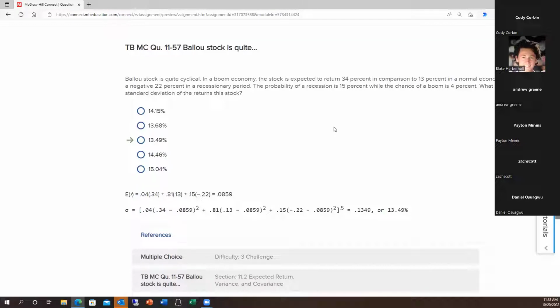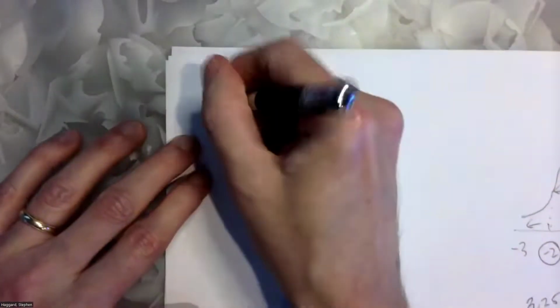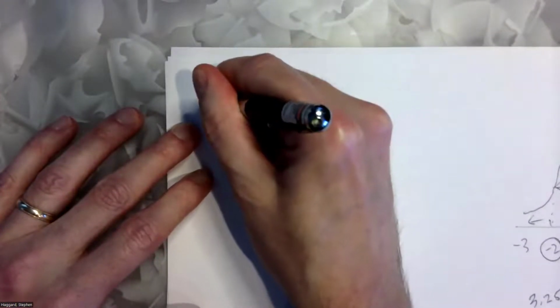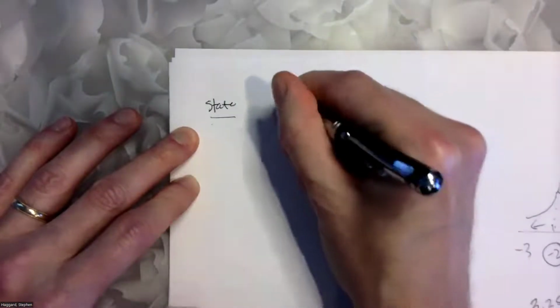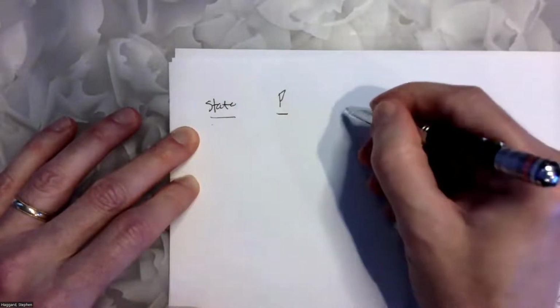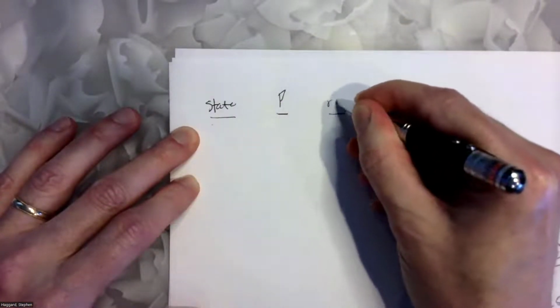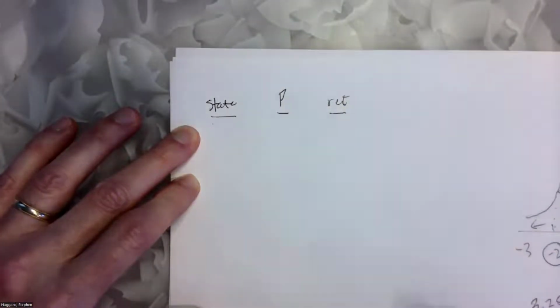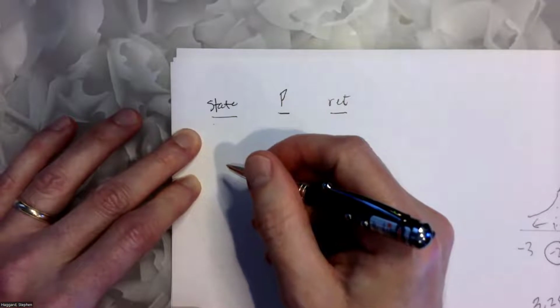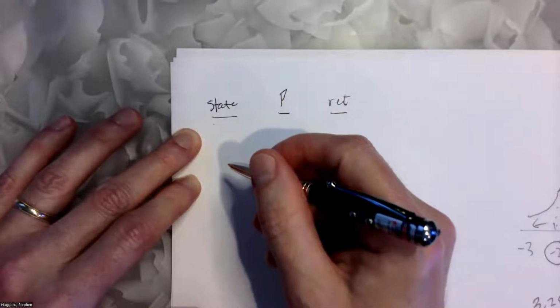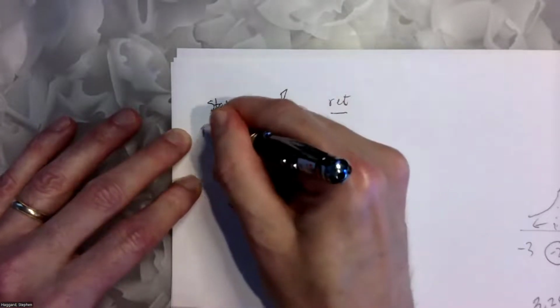Okay, so I'm going to make a chart, and I would advise you to do the same thing. And what I'm going to have is the state, the probability, and the return. Okay, so let's see, they're giving us boom, normal, and recession.